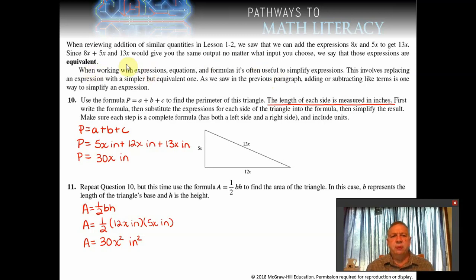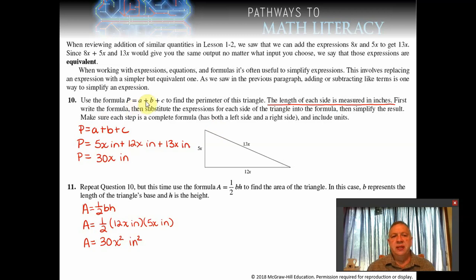So when working with expressions, equations, and formulas, it's always useful to simplify expressions. Sometimes it's worthwhile to work backwards, but most of the time we're going to simplify. This involves replacing an expression with a simpler but equivalent one. As we saw in the previous paragraph, adding and subtracting like terms is one way to simplify.